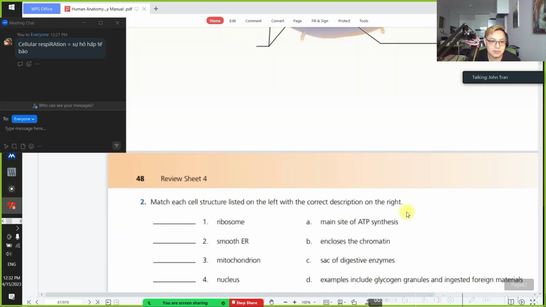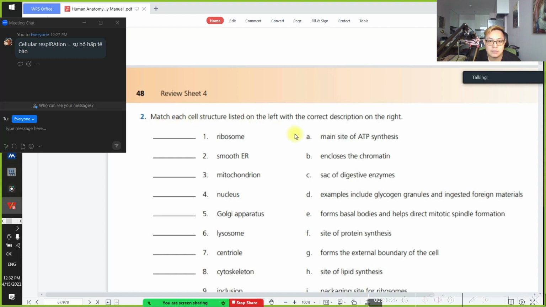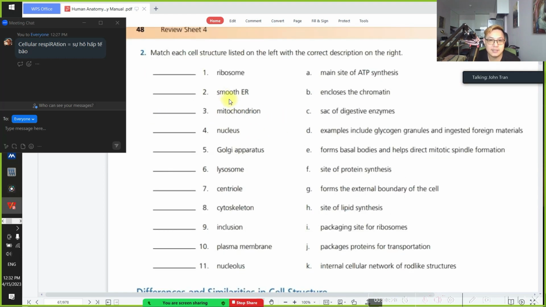Anyway, let's match each cell structure listed on the left with a correct description on the right, okay? Okay, what is the main site of ATP synthesis? Vị trí chính của sản xuất ATP. Mitochondria. Nhấn âm sai rồi. Mitochondria. Nó không hoàn toàn lên hẳn gì đâu. Mitochondria.